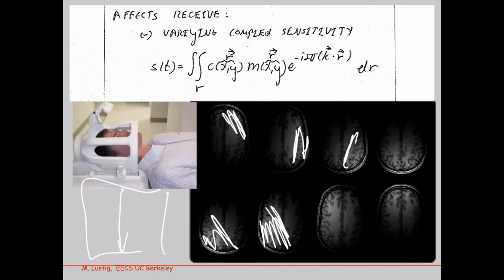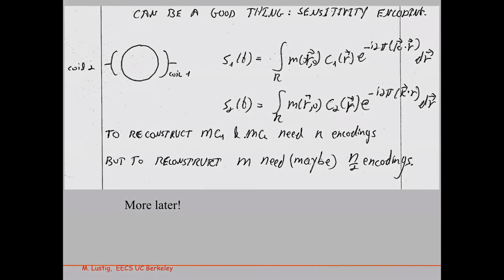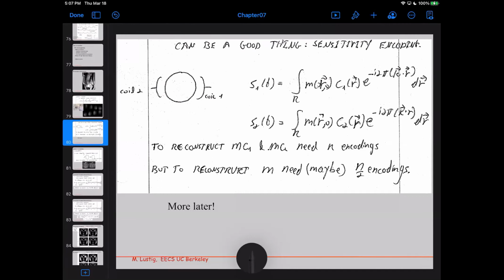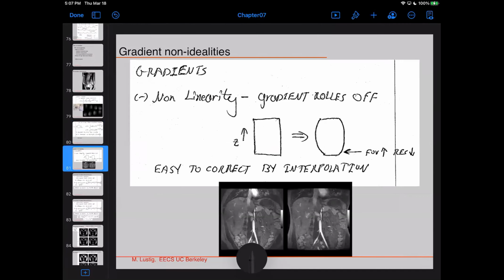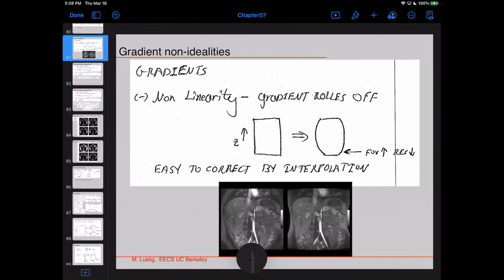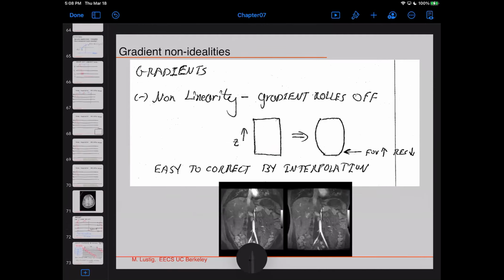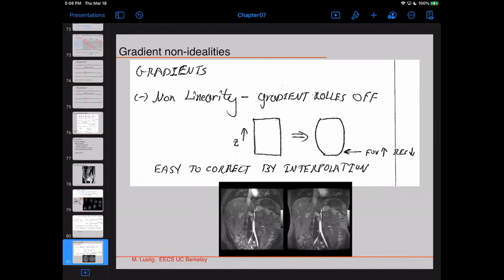That's wonderful. Some of the things we're going to talk about next time are gradient non-idealities; there's a few of them. And then we're going to move to chapter 8 after that, which is all about image contrast. So, different sequences, how you do T1, T2 weighting, steady state imaging, and all that fun stuff. Oh, I forgot. Oh, yeah.